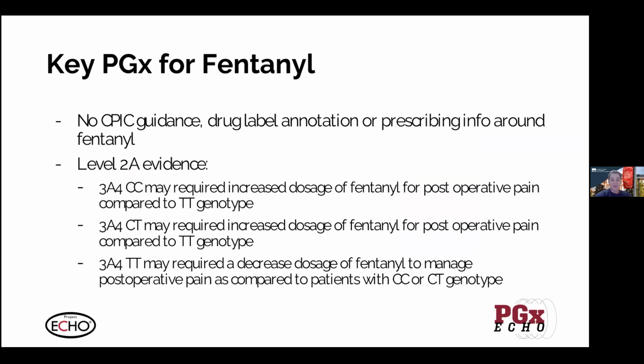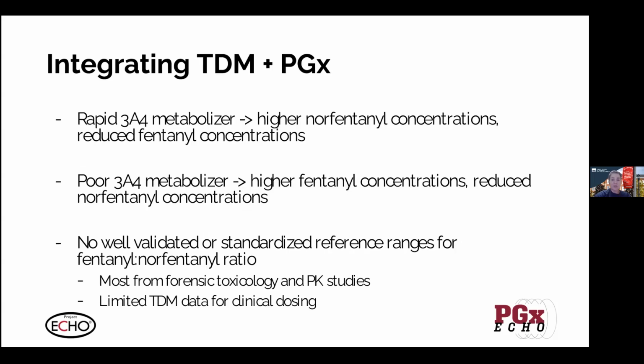There's a lot of ongoing research and different looks at this drug, particularly because of all the different uses, but level 2A evidence presently. So you can imagine, putting two and two together and looking at pharmacogenomic testing along with therapeutic drug monitoring, if someone was a rapid 3A4 metabolizer, we would expect a higher norfentanyl concentration, like I just mentioned, and a reduced fentanyl, or active drug. And vice versa, a poor 3A4 metabolizer would have a higher fentanyl concentration.